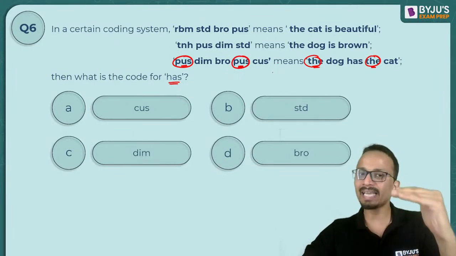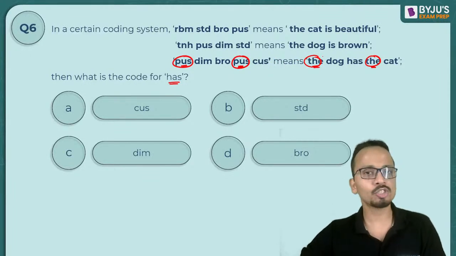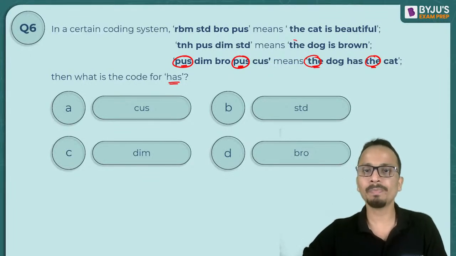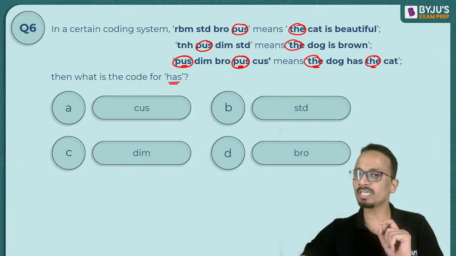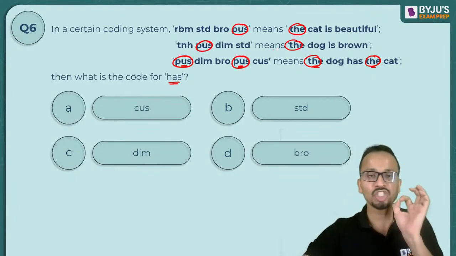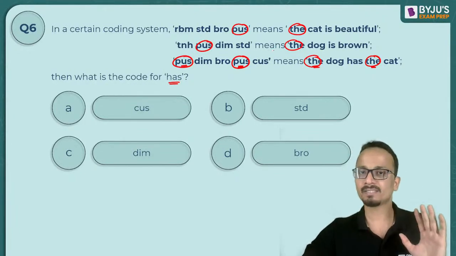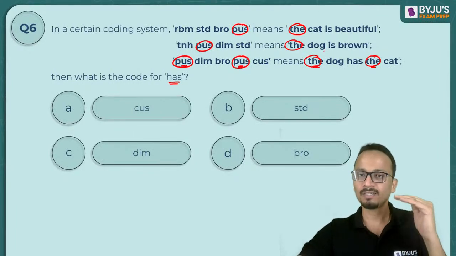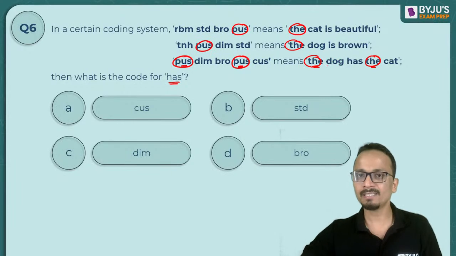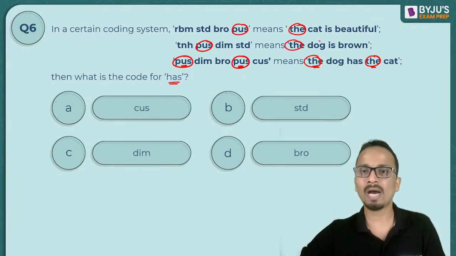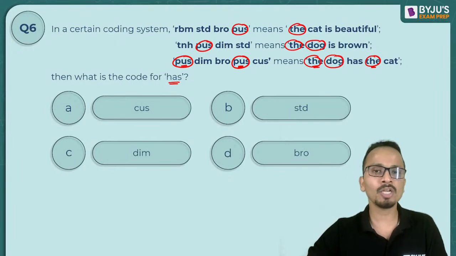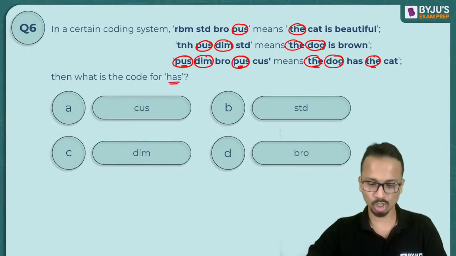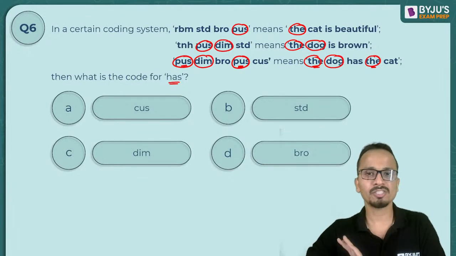Now in the second and third sentence, "dog" is common. So the code for "the" is PUS. Let's strike it out in all these sentences. Once you determine the code for a particular word, strike it out from all these sentences. Now check the second and third sentence, "dog" is common. So I'm striking out "dog" in the second and third sentence, and the common code in the second and third sentence is DIM. Alright, so DIM is struck out.